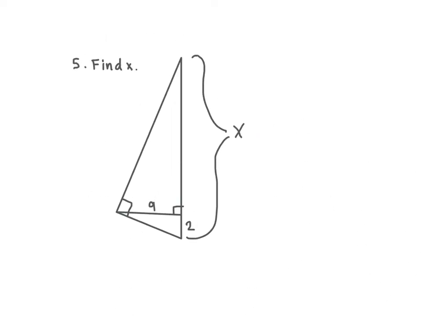Number 5, find x. So x is talking about this whole hypotenuse of our big triangle. We have the altitude and we have one segment. What do you think we need to do here? To find the other segment, let's call that segment y. The altitude squared is equal to segment 1 times segment 2.